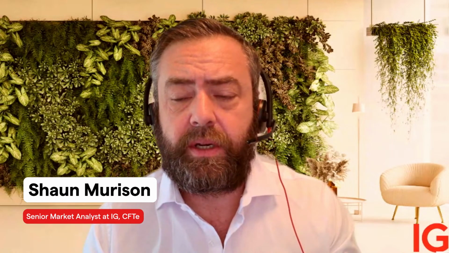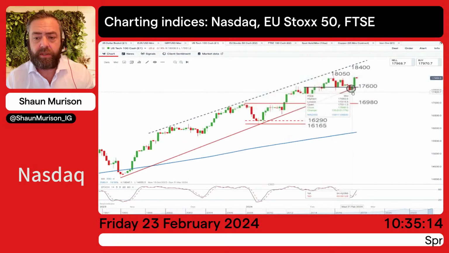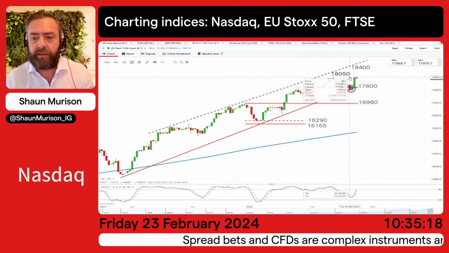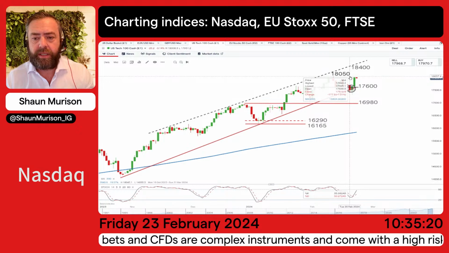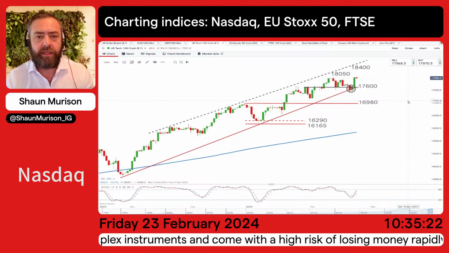Let's move over to some indices now. Starting off with the US Tech 100 or the NASDAQ 100. So the reversal we were talking about yesterday, that trend line support worked out quite nicely. We saw a very sharp move yesterday, and we have now traded about 10 points short of that initial high target.